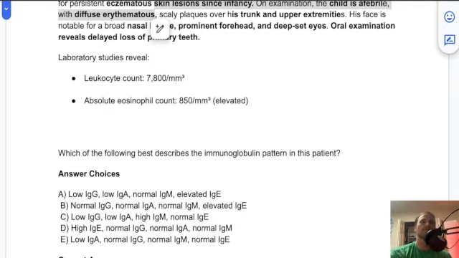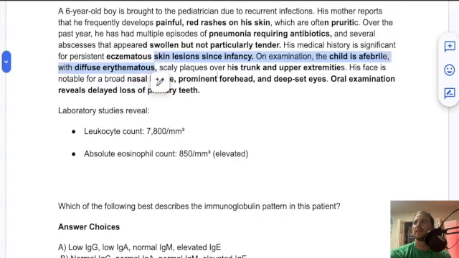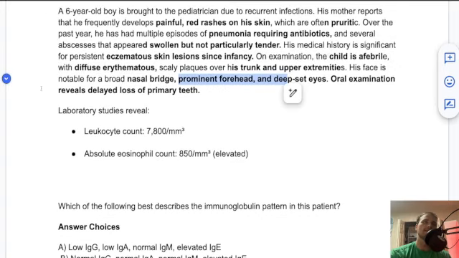And the facial dysmorphic features, like the nasal bridge, prominent forehead, deep set eyes: STAT3 also affects bone development, and that's why you see those features. Retained teeth: well, STAT3 impairs osteoclast function. Those normally reabsorb the bone and allow the primary teeth to just fall out. But with STAT3 mutation, you can't have functional osteoclasts, and so they don't fall out like that.